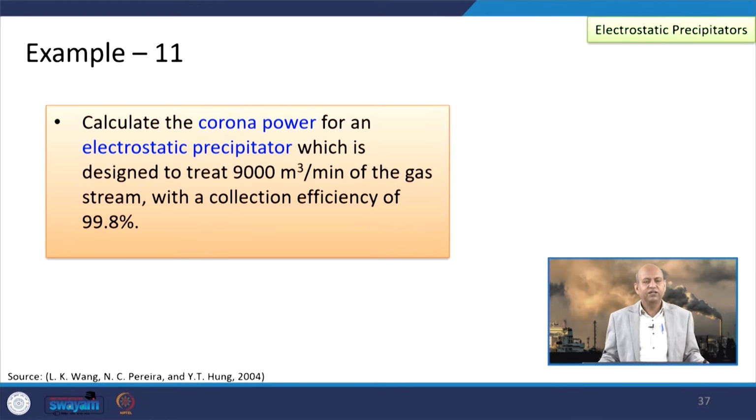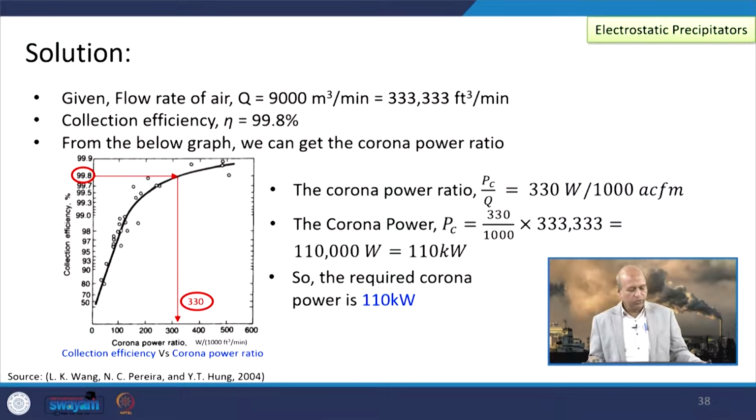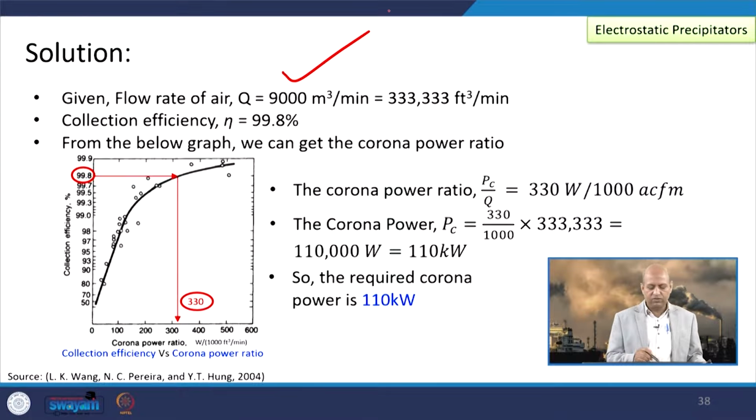Now, the next example is around this ESP again, but we need to calculate the corona power. Potential corona power for an electrostatic precipitator which is designed to treat around 9000 cubic meter per minute of the gas stream, having this pollution of particulate matter with a collection efficiency of 99.8%. So, Q is given as 9000 cubic meter per minute.